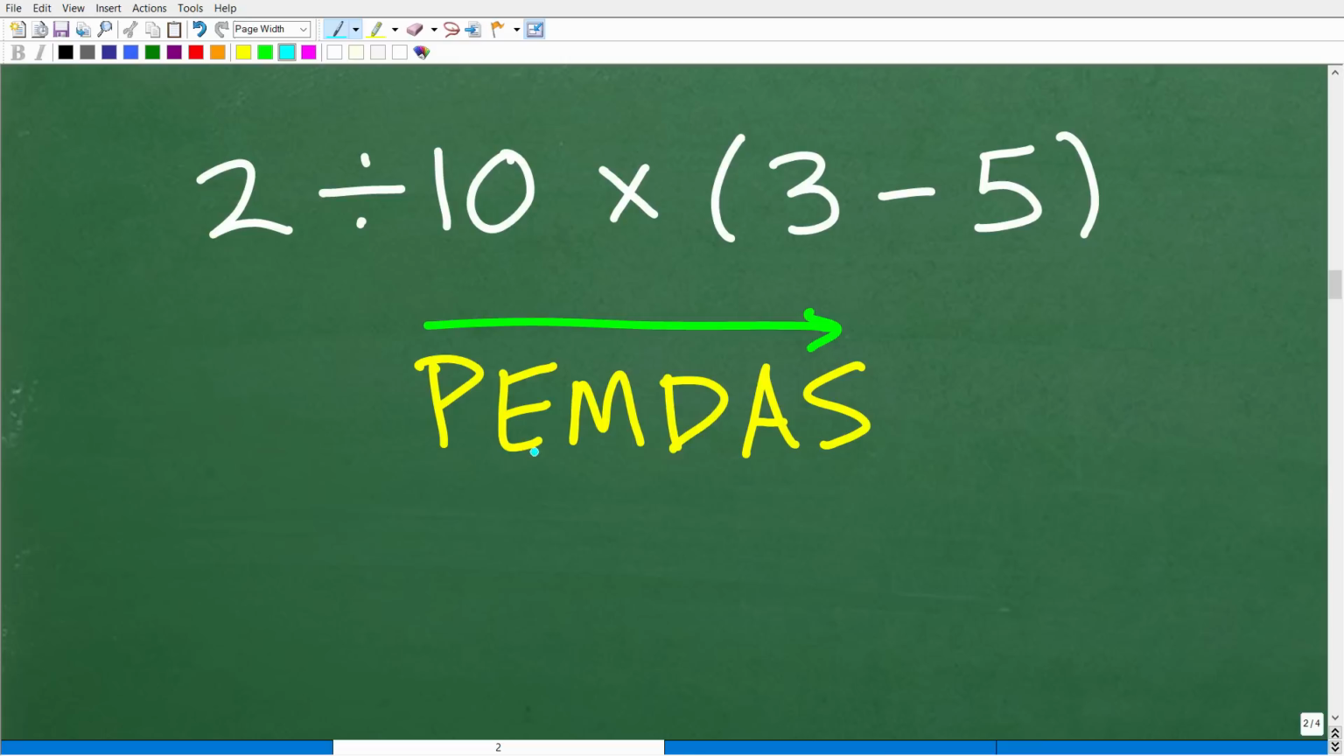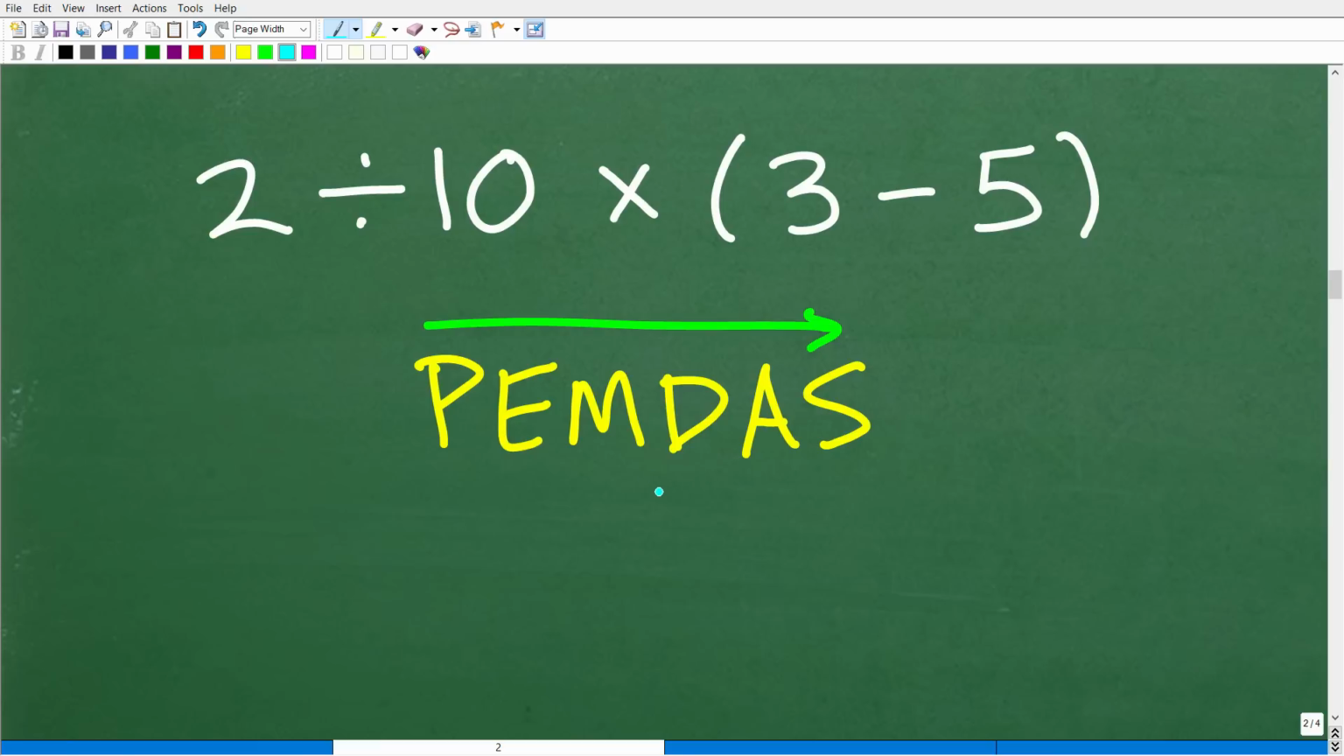So PEMDAS, this is an acronym. These letters stand for something. Let me tell you this quick little saying so you'll never forget this PEMDAS phrase: please excuse my dear Aunt Sally. Once again, please excuse my dear Aunt Sally. So keep that in your long-term memory, and don't forget this because this is extremely important in math.